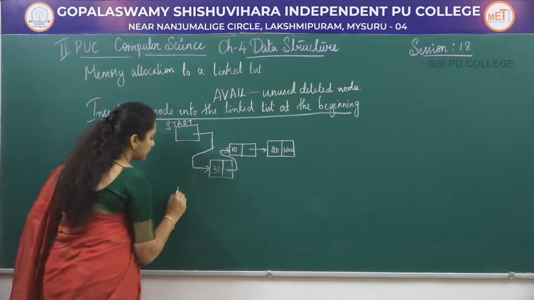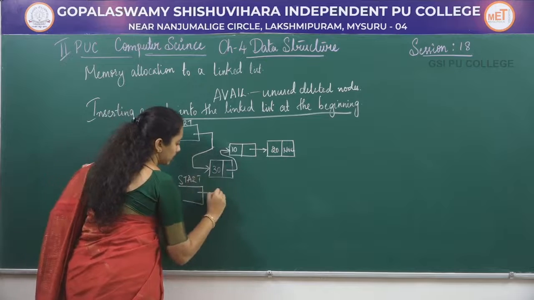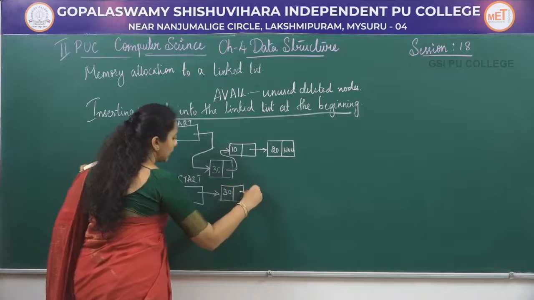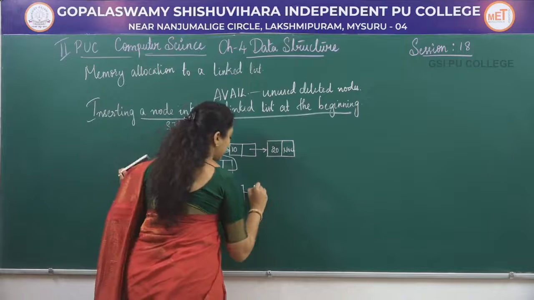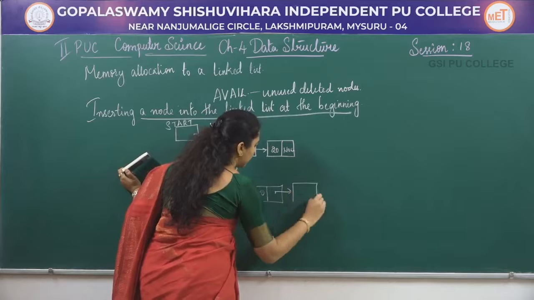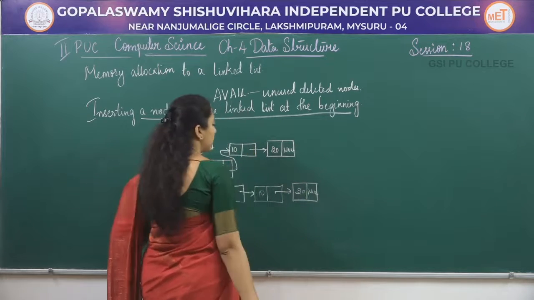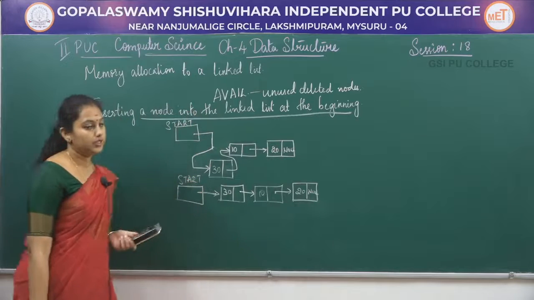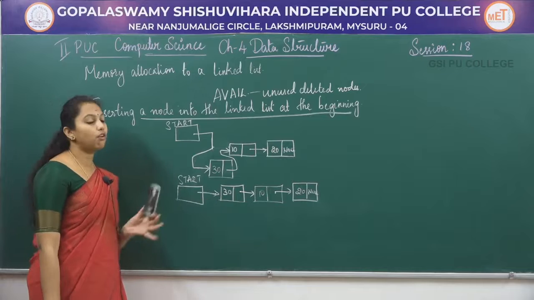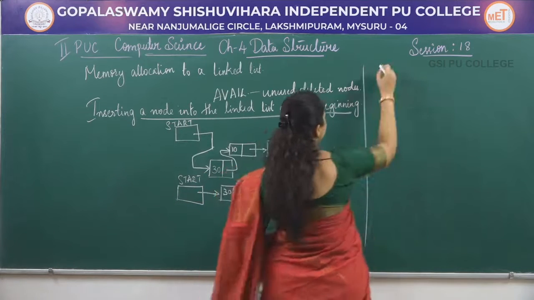So now the new list will be like this. First it contains a node with information 30, then the second node will have the information 10 and the third node will be 20. In the link part it contains null. This is how we are going to insert a node at the beginning of the linked list. So now let's write an algorithm for this.